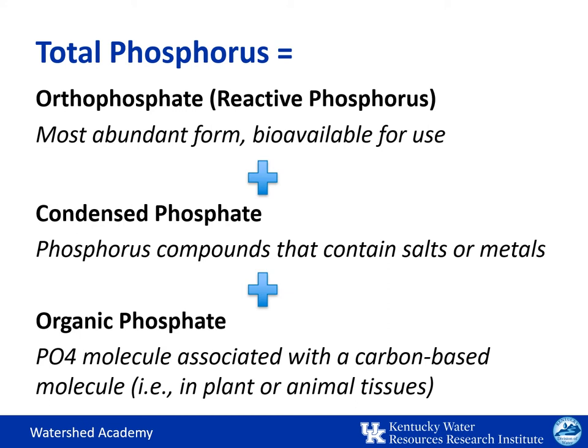Condensed phosphates are phosphorus compounds that contain salts or metals such as sodium, potassium, and calcium. They are used in industry and as food additives. Organic phosphates are formed primarily through biological processes. This includes compounds such as ATP, which is used for cellular energy. These compounds do not break down very easily. They enter sewage through food and animal waste.